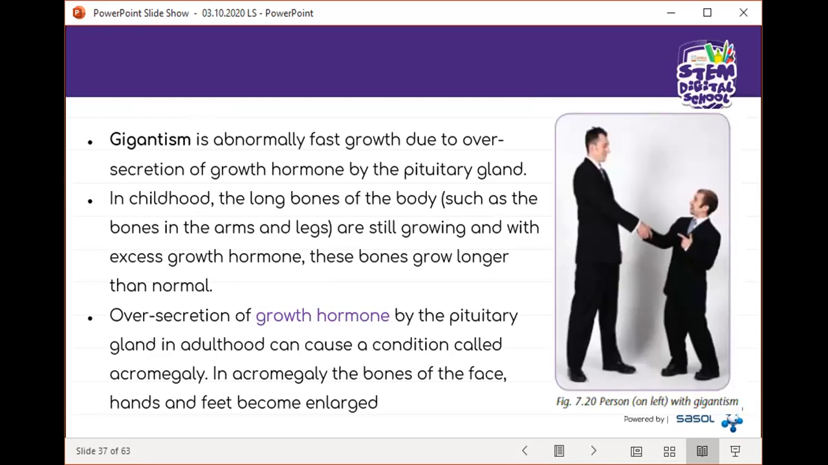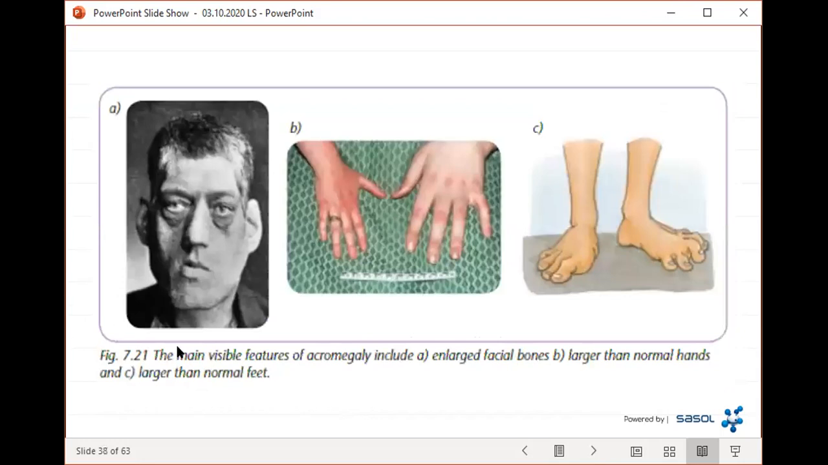So here, figure 7.20 shows the person on the left with gigantism. Okay, and then figure 7.21 shows the main visible features of acromegaly, which include A, enlarged facial bones, then B, larger than normal hands, and then in figure C, larger than normal feet. As you can see here, we have quite enlarged and still growing facial bones. The hands are quite big, the feet also grow bigger, right?